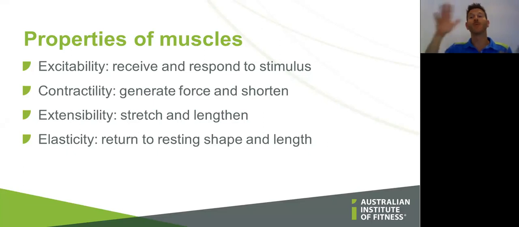Extensibility means it's the reverse of contract. So it means that it can extend out and lengthen while stretching and not actually cause any damage. And elasticity, if we stretch muscles out, they're like a rubber band, they'll come back to their resting shape. Don't forget these properties because they're very important going forward.